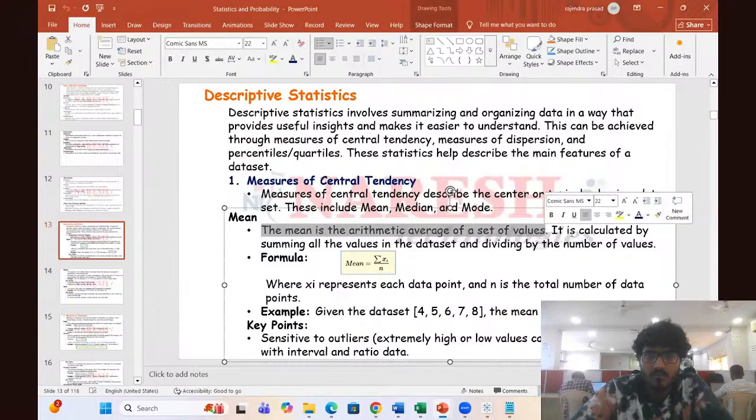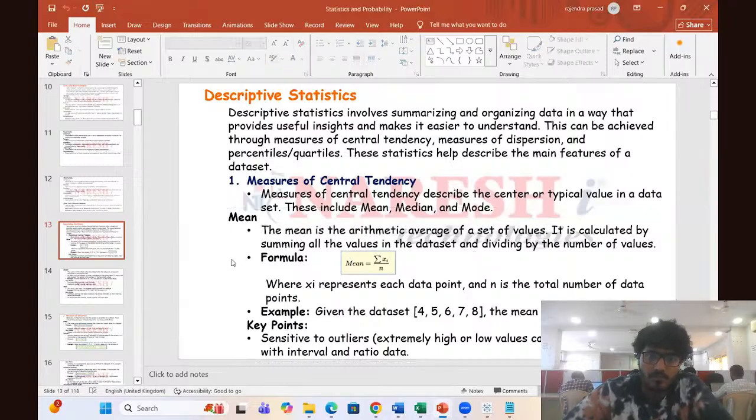How is it calculated? It is calculated by summing up all the values in the data set and dividing by the number of values. You see the formula: mean equals the sum of xi divided by n. Here xi is nothing but the observations, x1, x2, x3, x4, x5 like that. So that is the sum of the observations divided by the number of observations, where xi represents each data point and n represents the total number of data points.